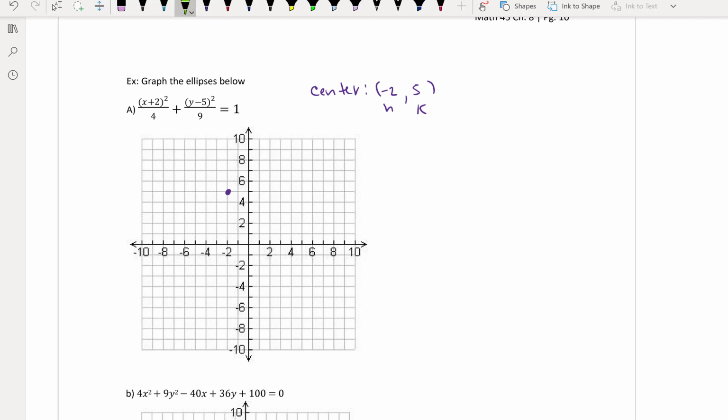Now for the vertices, I like to read it once I graph it. So the denominator on x is 4, and the square root of 4 is 2. So along the x-axis, I go 2 to the right and 2 to the left. Okay? And so for the y value, that denominator is 9, so the square root of 9 is 3. So along the y value, I'm going to go up 3, and from the center, I'm going to go down 3.